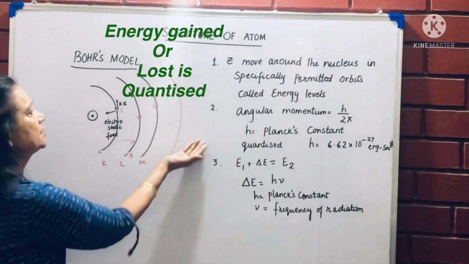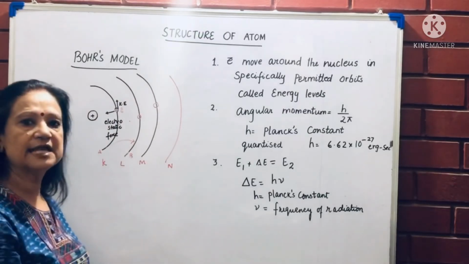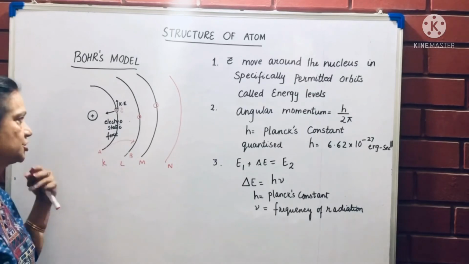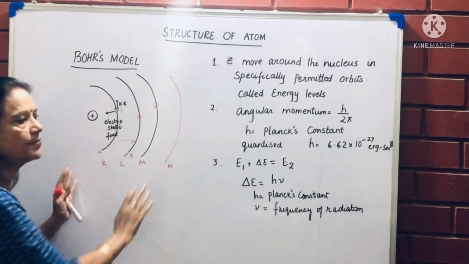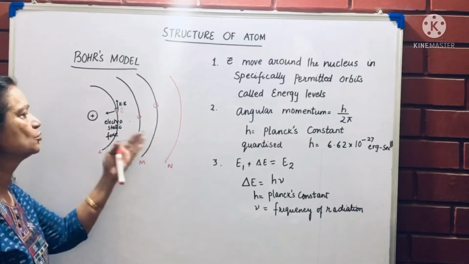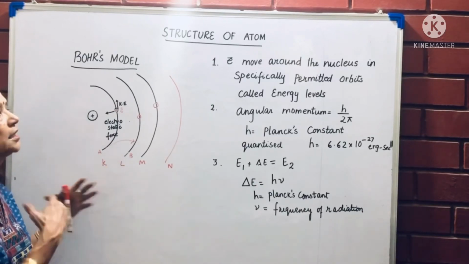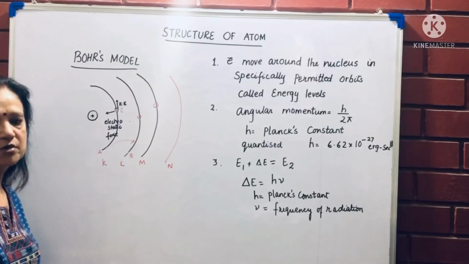Similarly, when it comes back, it will radiate that much amount of energy to come back to the lower shell. While it is moving up, it is absorbing energy. When it is moving down from the higher energy level to the lower energy level, it will emit that much amount of energy.